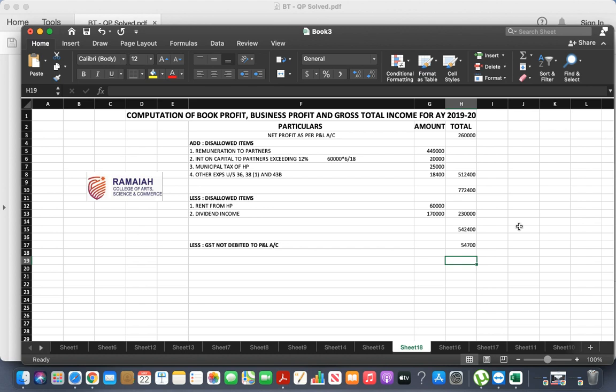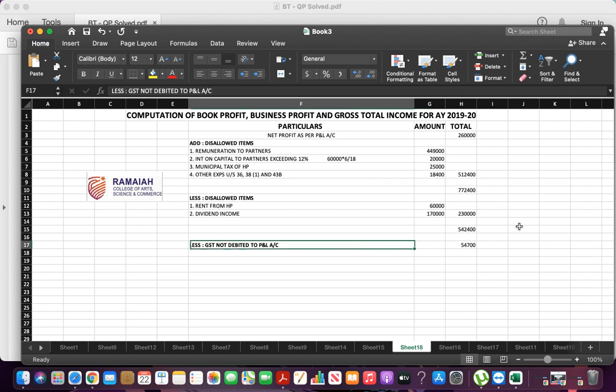And GST is a business expenditure, correct? And the GST is not debited to profit and loss account. They paid it, but they have not recorded it in the profit and loss account. So since GST is a business expenditure and since they have not recorded it, we have to record it and we have to deduct it. 54,700.